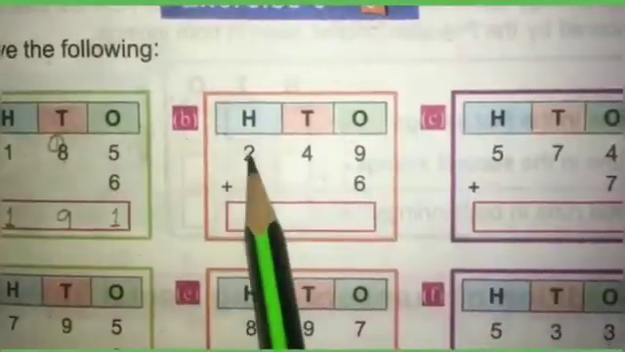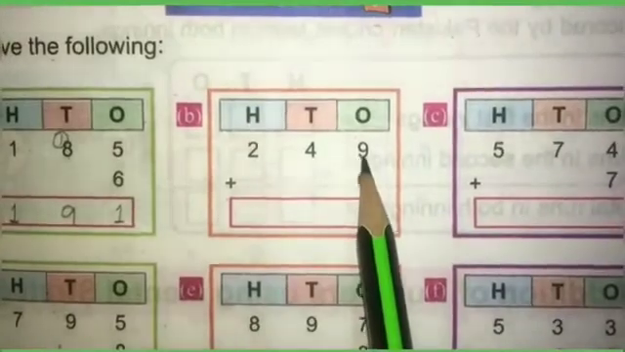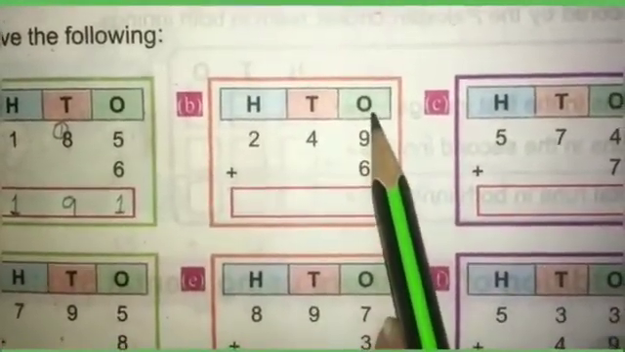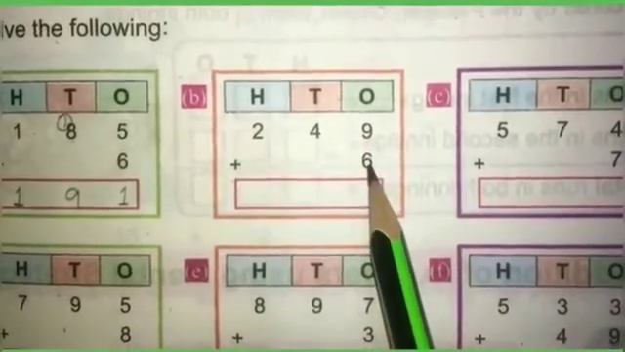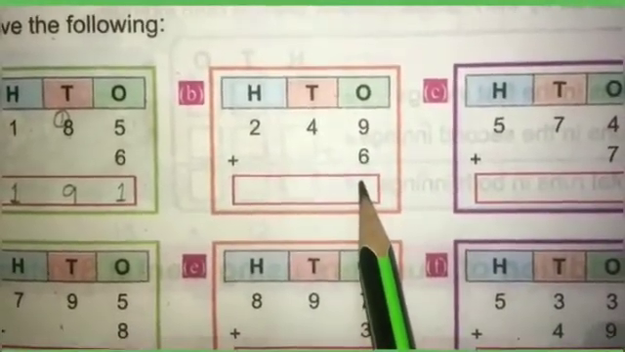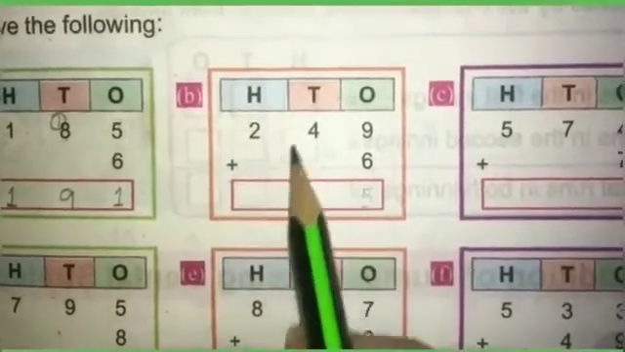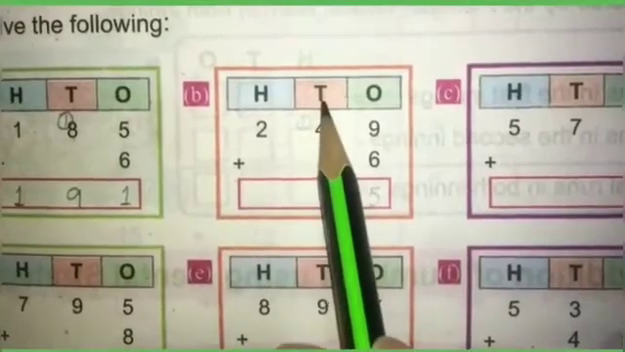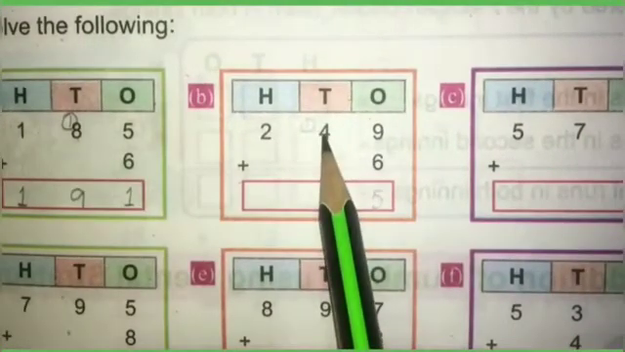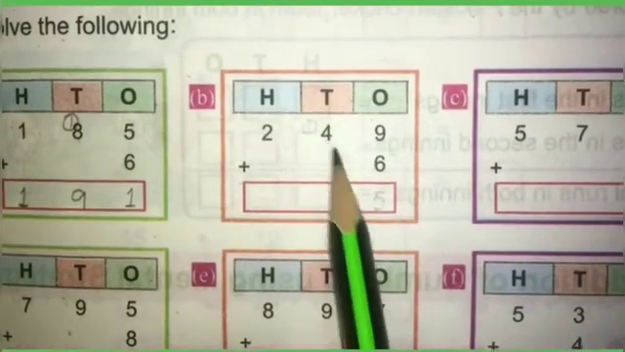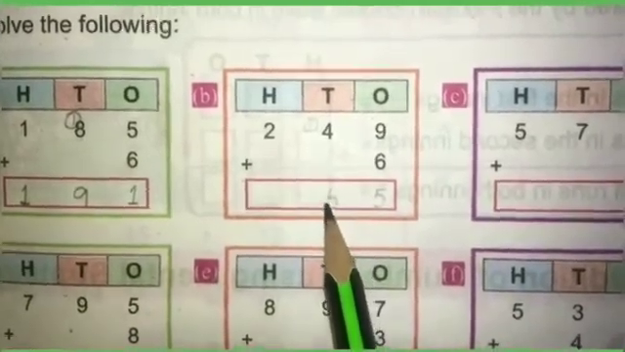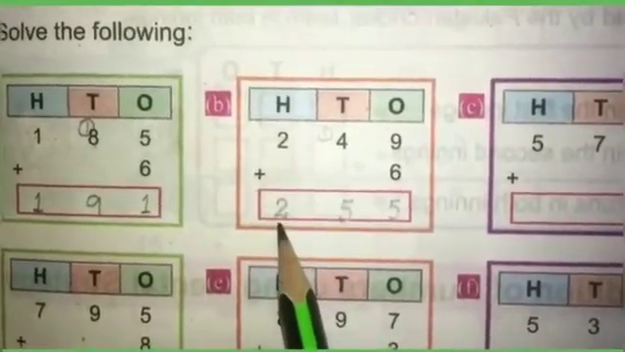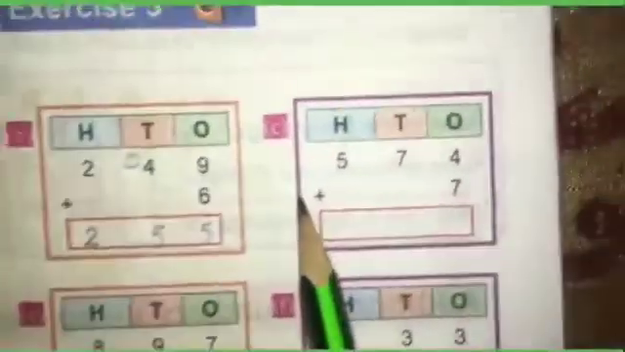Part B is 249 at ones, tens and hundreds place. First we add the ones. 9 ones plus 6 ones is equal to 15. So we will write 5 at ones place and carry 1 to the tens place. Now students, what should we do? Yes, we will add tens. 1 tens plus 4 tens is equal to 5. Now we will write 2 same as it is at hundreds place. So the answer is 255.